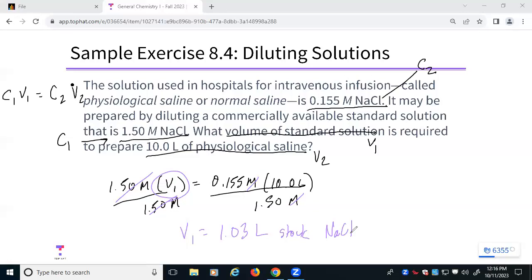All right, any questions about dilutions or the dilution equation here?